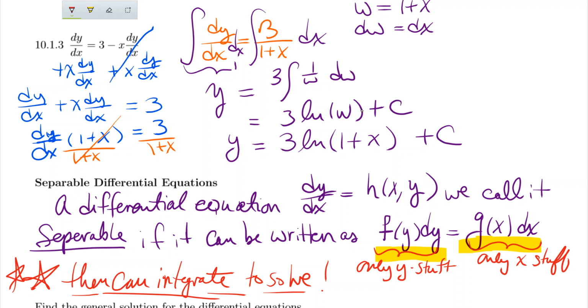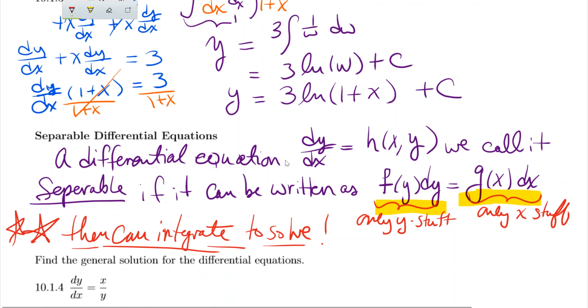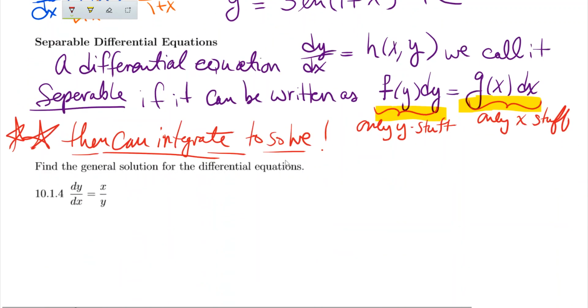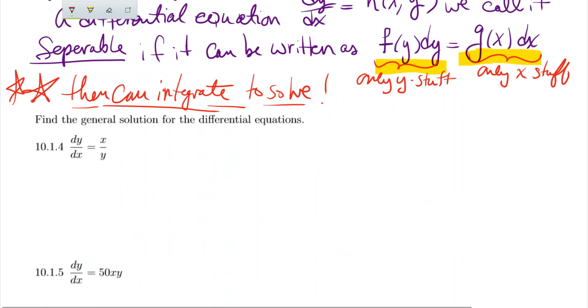And it made it so I could integrate. Let's see some more examples of that, because that's the goal of today's section, to do separation of variables. So here we go. I've got dy/dx equals x over y. So I'm going to take both sides and multiply by y to get y to the other side. So I'll get y dy equals x dx.